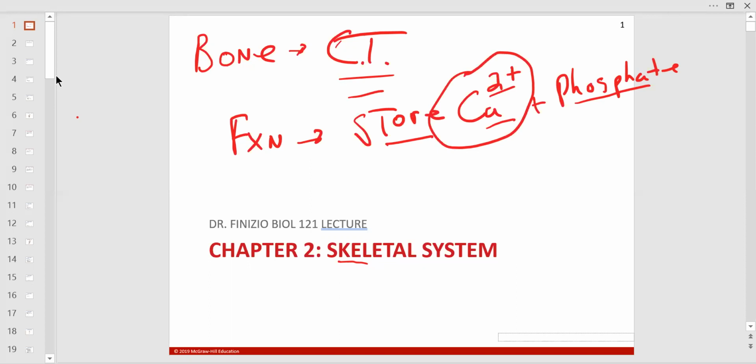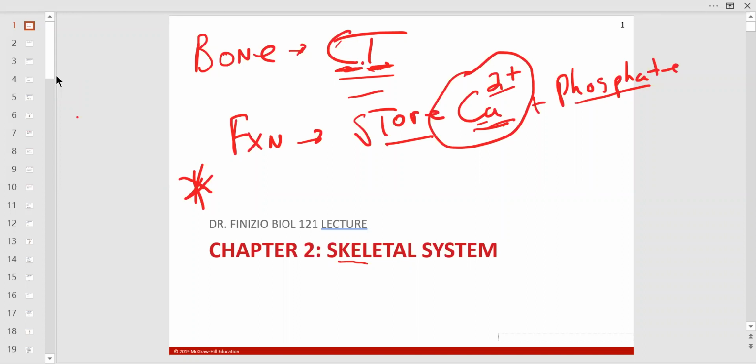Professor, can you just say what CT stands for? Oh, connective tissue, sorry. Thank you. No problem. Always ask. Thank you for asking. Somebody else is probably having the same question. Now, here, FXN is function, right? Function is calcium storage. CT is connective tissue, the basic tissue type where bone falls under. And I'm going to go over this many times, so don't worry if you miss it now. It's on the recording anyway.